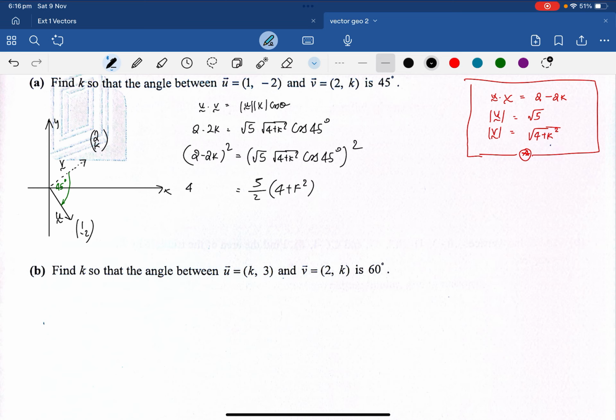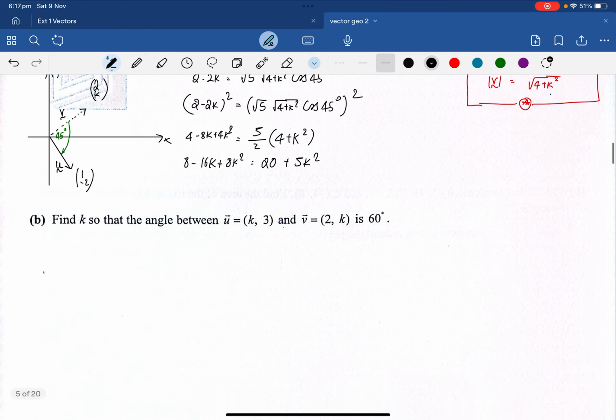Okay, then we can go on with this step, which is equal to, what's 2 squared? 4. Sorry, 4k minus 8k plus 4k squared. Okay, now we can take the 2 to the other side, so that's just equal to 8 minus 16k plus 8k squared is equal to, what's 5 times 4? 20 plus, remember, k squared. So 5 times k squared is 5k squared. Easy.